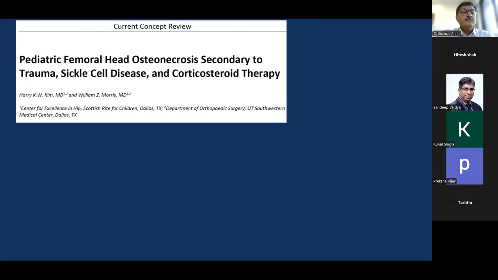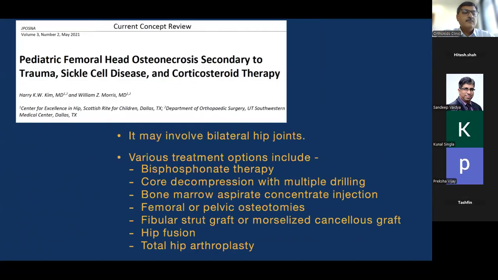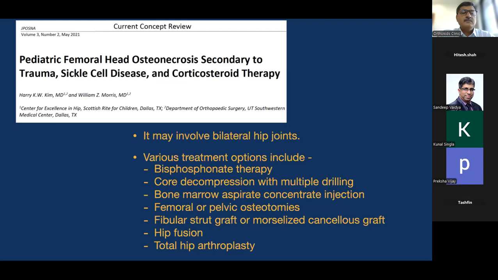Next was the Harry Kim paper in JPO. We found that the disease, even after being treated as a single hip, can involve the second hip. Even if the X-rays don't show an initial collapse or involvement of the hip joint, almost 75% of patients will have a secondary hip involvement.